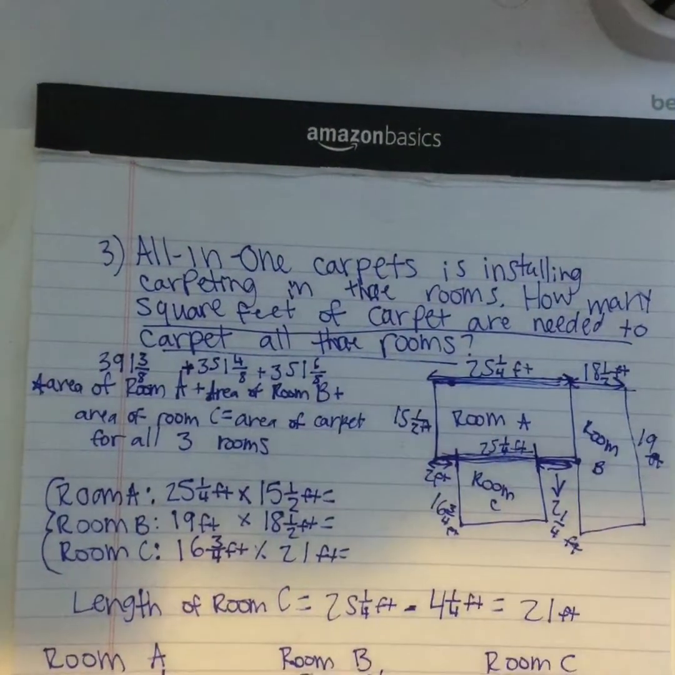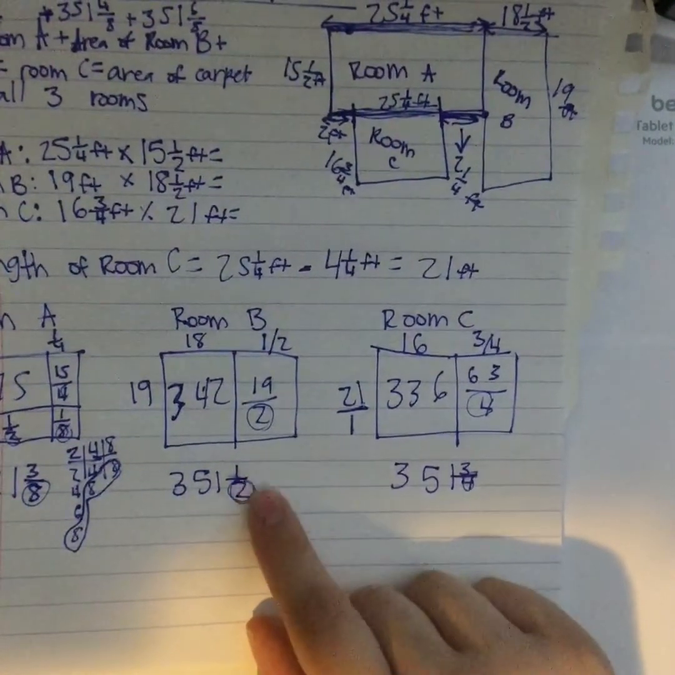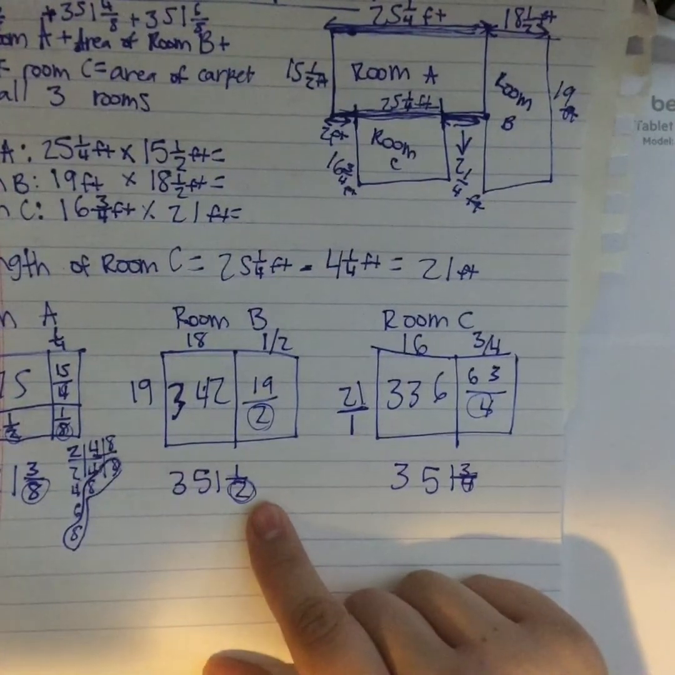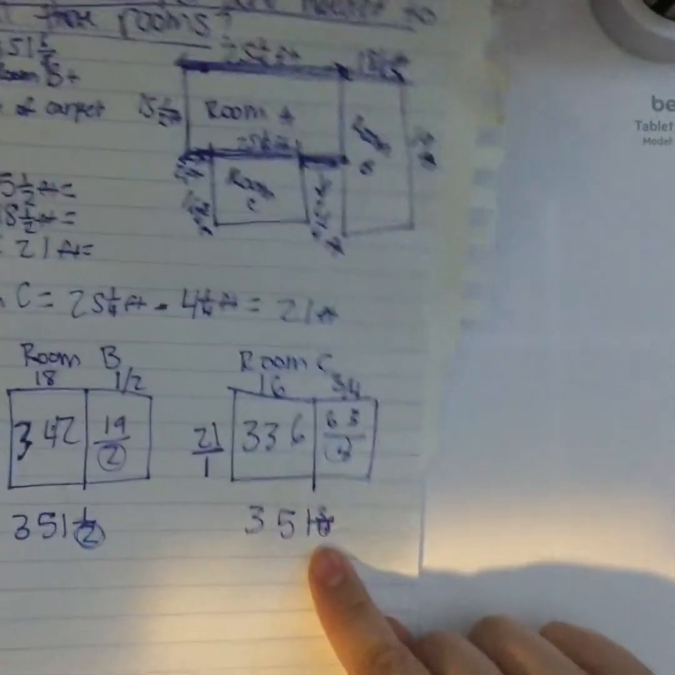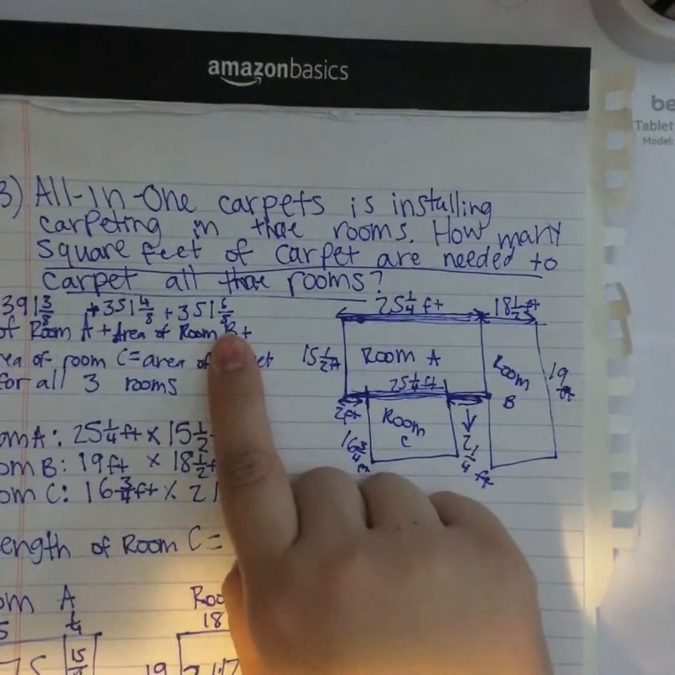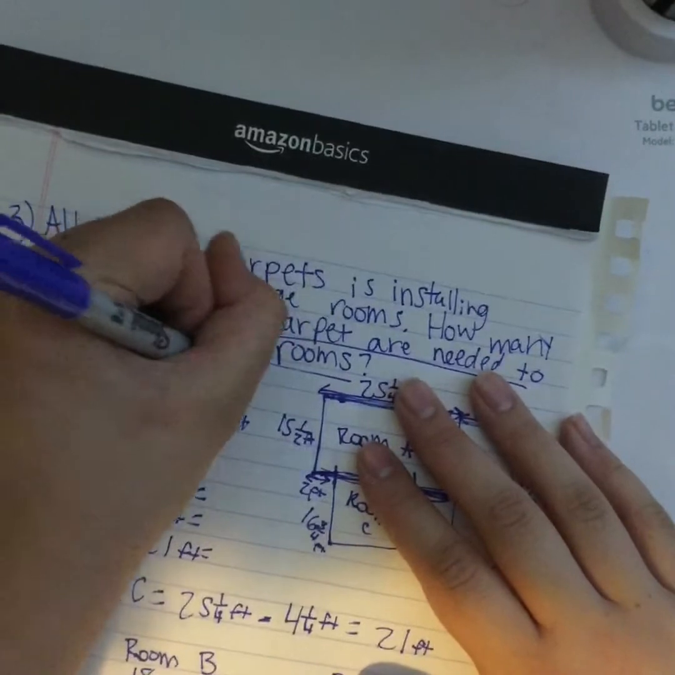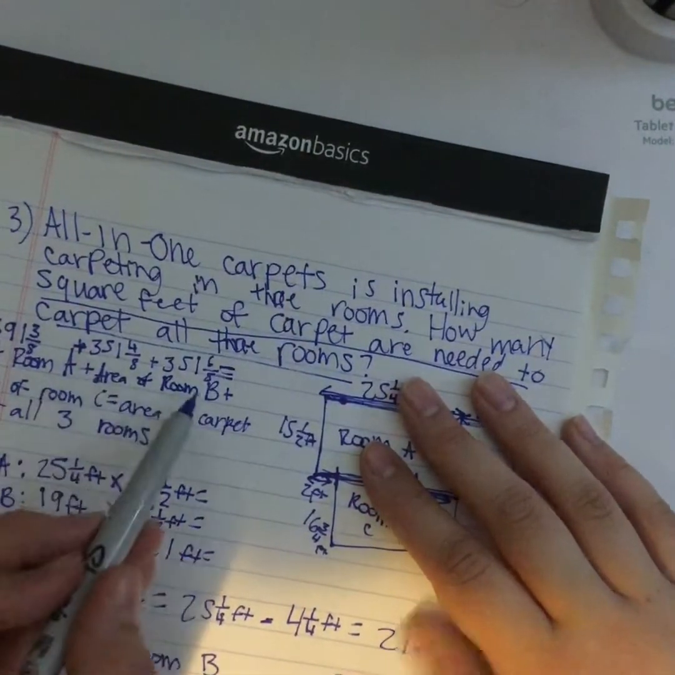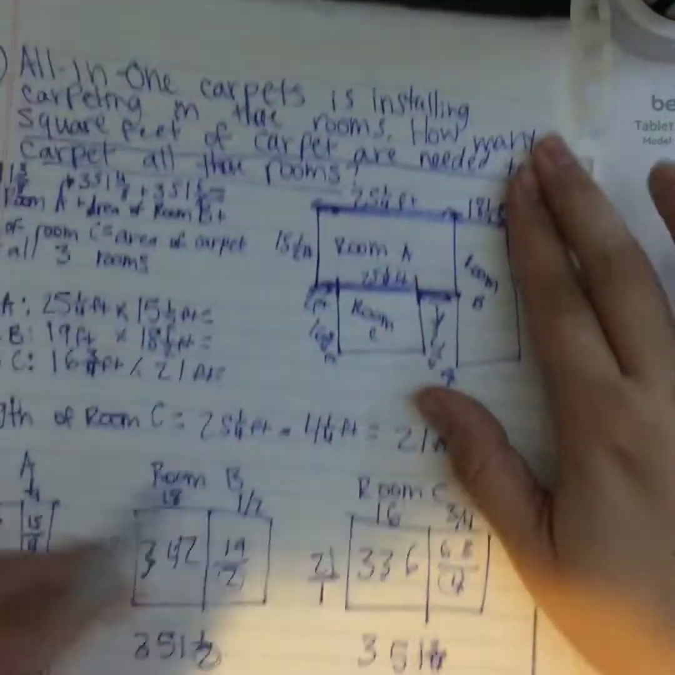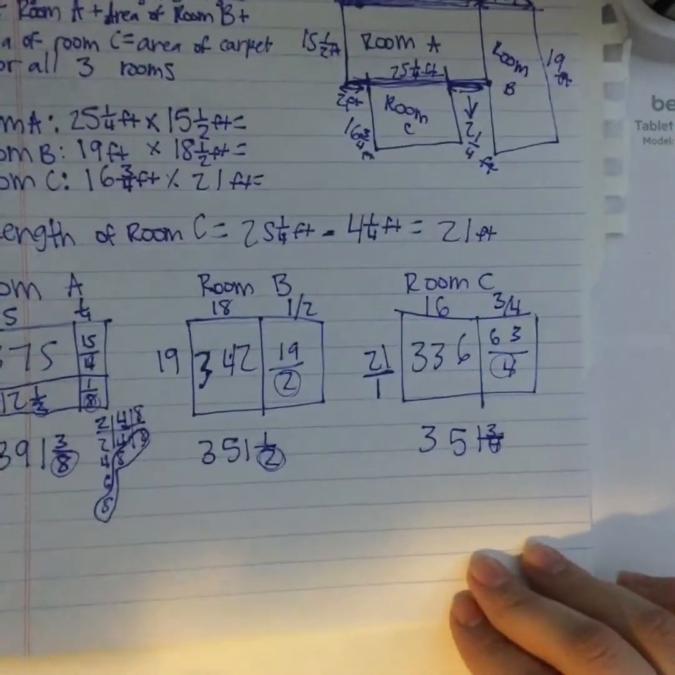So I went ahead and put in my values with my new denominators of 8. I know that 1/2 down here is 351 and 1/2. I can multiply both the numerator and the denominator by 4 to get 4/8. With this last one back here, I can multiply the numerator and denominator by 2 to get 6/8. Now, looking at my problem solving, all I have to do is add up the area of room A, the area of room B, and the area of room C to get the area for all three rooms. You can go ahead and pause the video and do that if you wish.